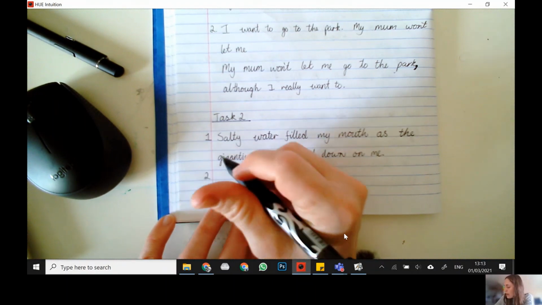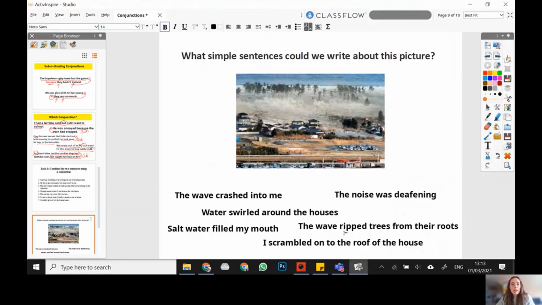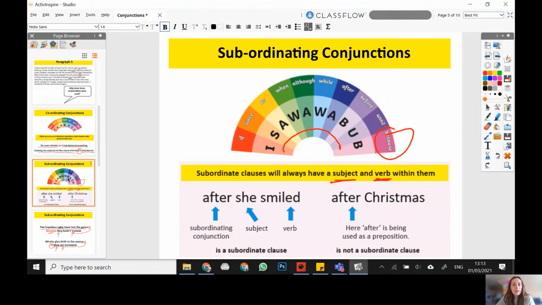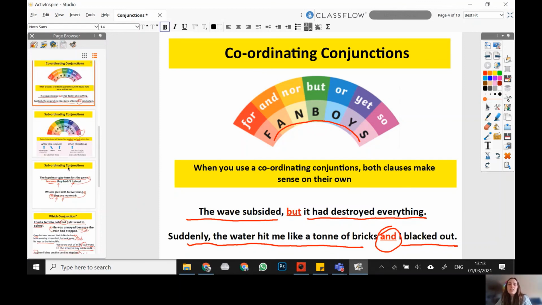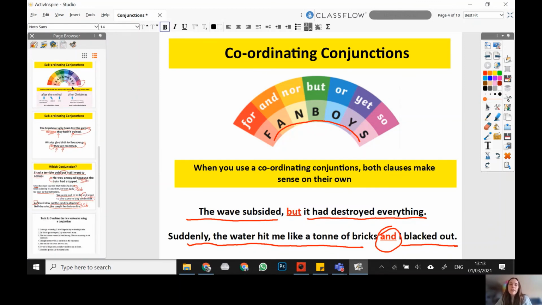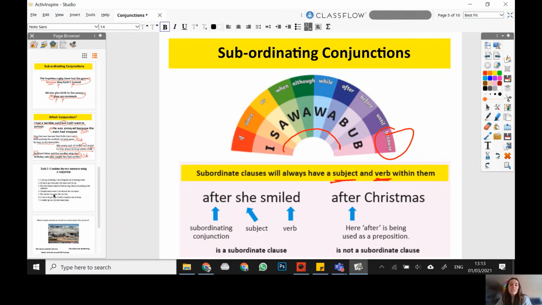Number 2. So let me go back. Let me see, what else could I use? I could try to use: while water swirled through the houses, I scrambled up onto the roof. Okay. If water started swirling around the houses, I knew I needed to climb up onto the roof. I've also got these coordinating ones: and I climbed up onto the roof. Try to use ones that you haven't used before, that you're not as confident using. This is your chance to really push yourself and try.